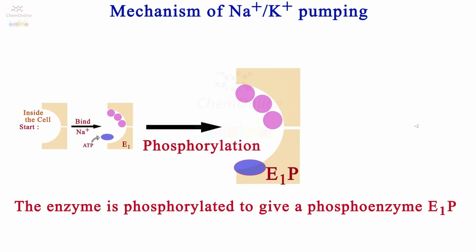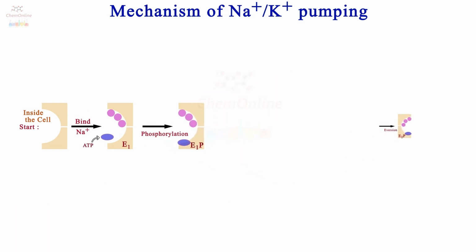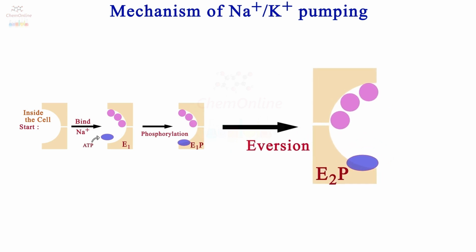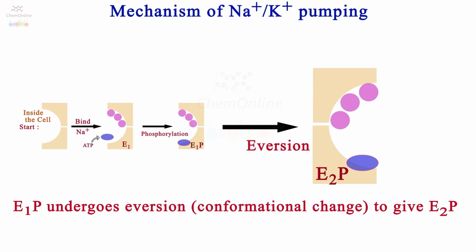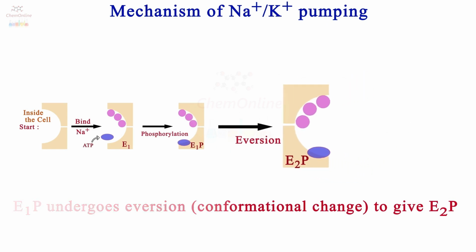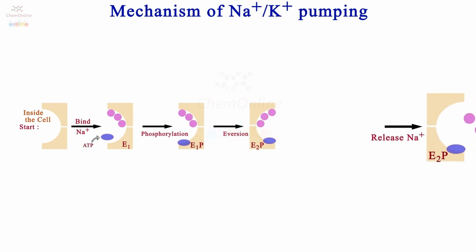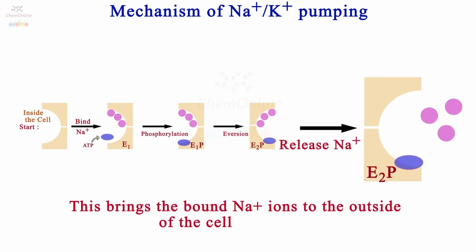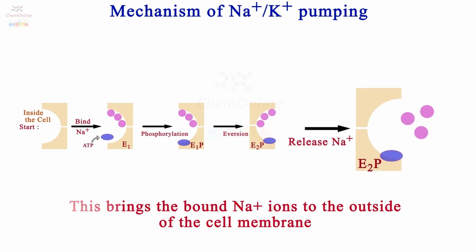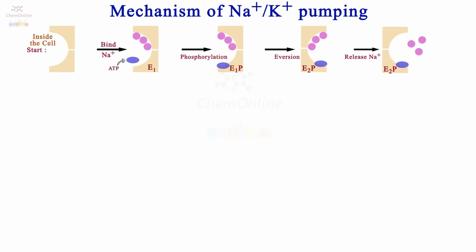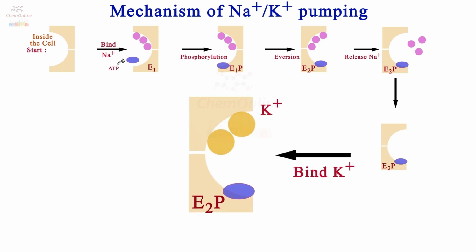This process, that is phosphorylation of the enzyme, leads to a conformational change or eversion to give another phosphoenzyme E2P. The conformational change exposes the sodium ions to the outside of the cell membrane. E2P has low affinity for sodium ions and hence the 3 sodium ions are released. But E2P has high affinity for potassium ions. So E2P will bind 2 K+ ions from outside the cell.